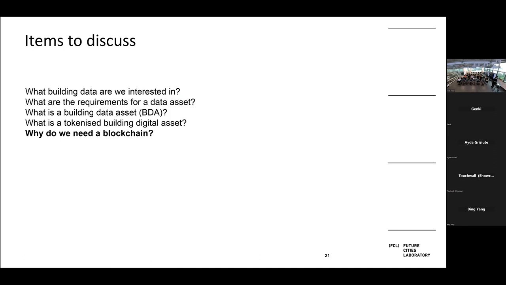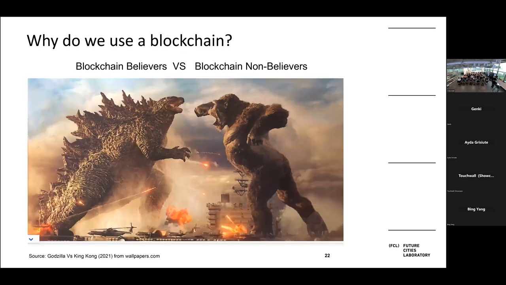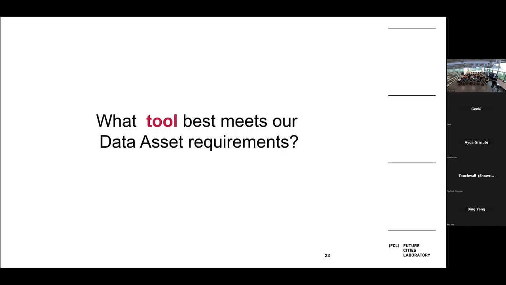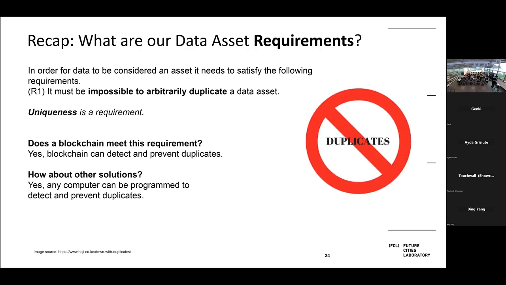The next question is, why do we need a blockchain? This can be a bit tricky, but we will try to answer why we use a blockchain. To answer this question, we need to first answer what tool best meets our requirements of the data set. We quickly look at a recap of the requirements for the data set. The first one is that no duplicates are allowed, so uniqueness is a requirement here. Does a blockchain meet this requirement? Yes, blockchain can detect and prevent duplicates.